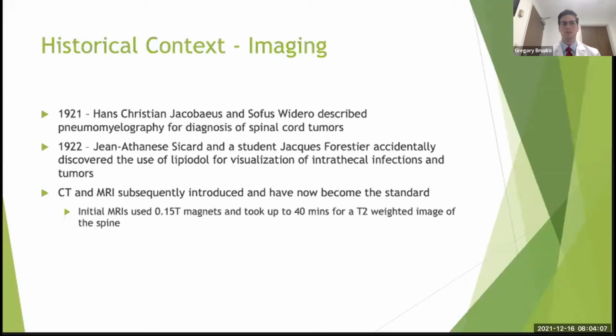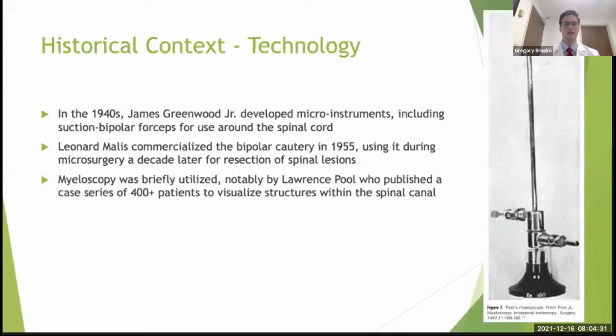And then, of course, CT and MRI subsequently became the gold standard, and those were introduced later on in the 1990s. But interestingly, the initial MRIs we used were 0.15 Tesla magnets, and it took up to 40 minutes just to get a T2 weighted image of the spine, which sounds like about on par with Jackson's standards today. But some of the technology that was advanced during the time was 1940s.